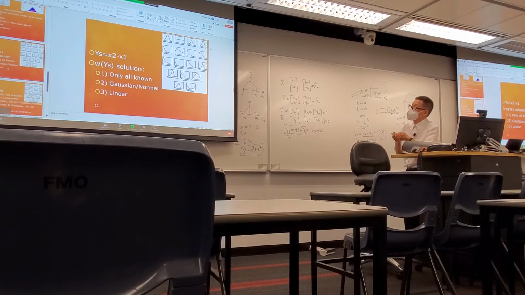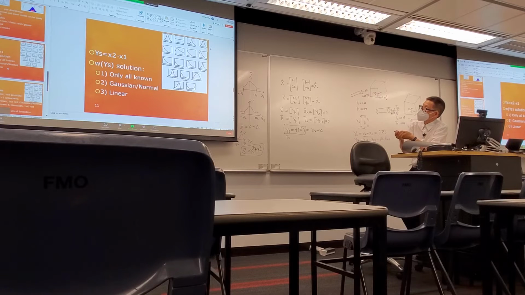For example, here, this y is equal to x2 minus x1. So this is the assembly equation. If x2 is normal, x1 is normal, and they are linear, then y will be normal. However, here W means there is a statistical distribution. So this distribution result is available under three conditions.